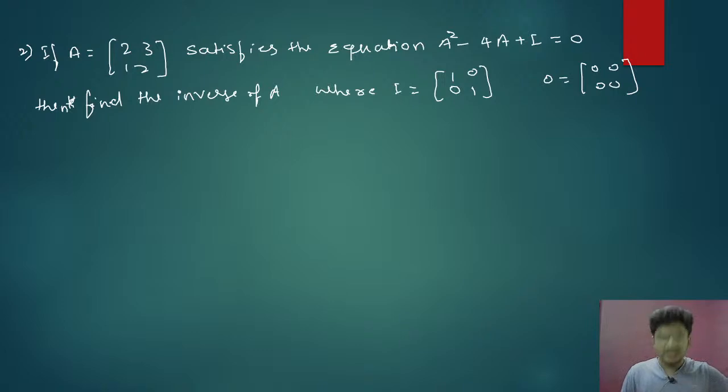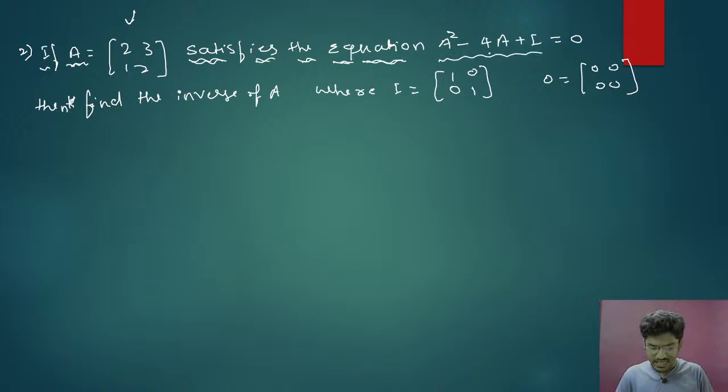In the problem they have given that A satisfies the equation. Are you understanding my point? They already gave that this matrix satisfies this equation. No need to solve it again. Please understand the question. In the question they only gave that if A satisfies this equation, then find A inverse.